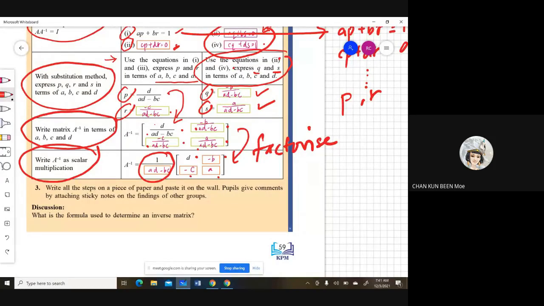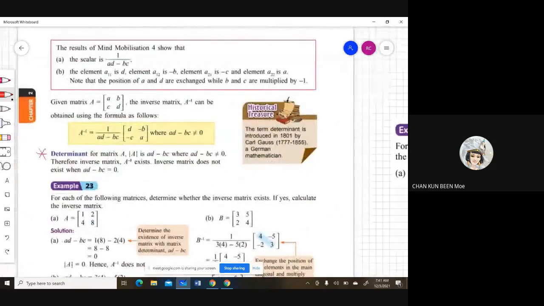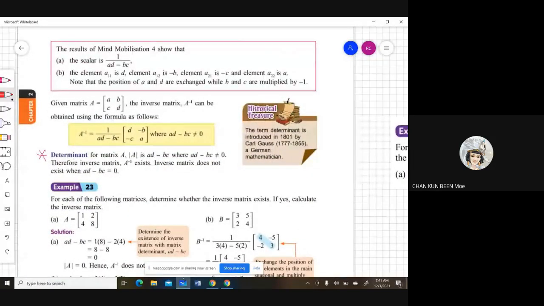Therefore, from this activity, we find out that the scalar is 1 over AD minus BC. Remember this word, the scalar, meaning that the bigger the scalar, your matrix is getting bigger. The smaller the scalar also will show that your matrix is getting smaller later on.